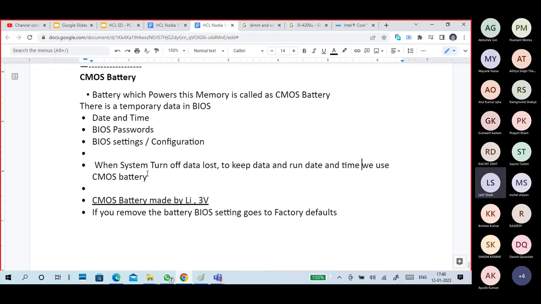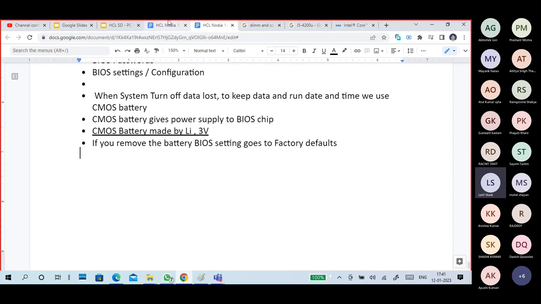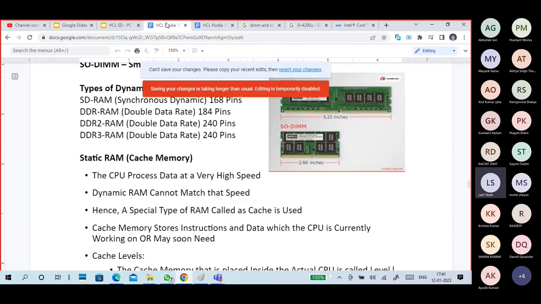The BIOS CMOS battery. What will the CMOS battery do? The CMOS battery, which powers this memory, is called the CMOS battery. This CMOS battery gives power supply to our BIOS chip. This CMOS battery is actually made up of a lithium battery. What is the CMOS battery? It's a lithium battery, guys, a 3 volt lithium battery. A lot of people describe this CMOS as something different, but no. Here it is.